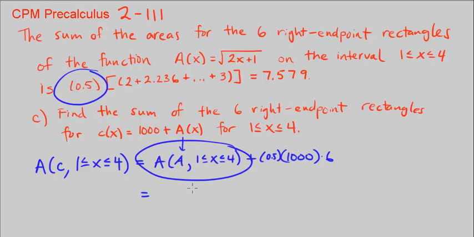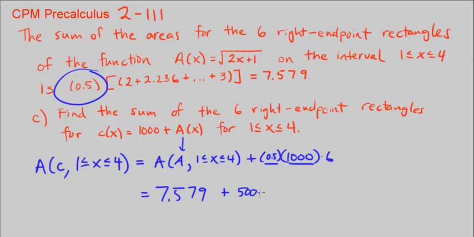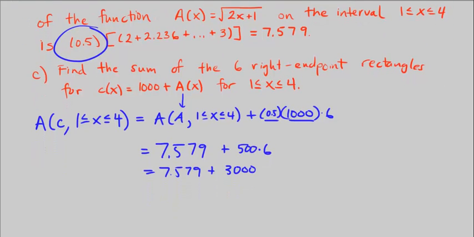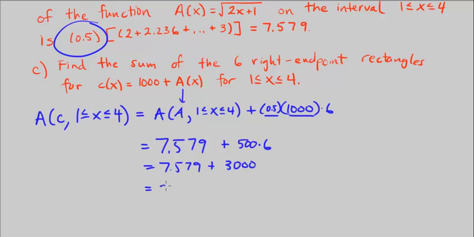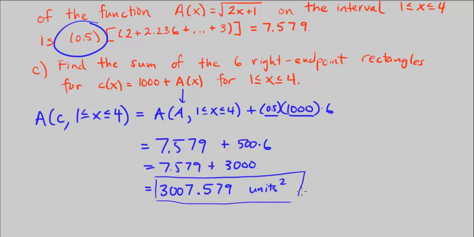And we know this is equal to, they tell us this, 7.579. We want to add this quantity. Well, what's 0.5 times 1,000? You can use your calculator, but half of 1,000 is 500, times 6. So 7.579 plus 500 times 6. We know that is going to be 3,000, because 5 times 6 is 30. And we add those together, we get 3,007.579. And again, our units for area is units squared. Box our answer. And we're done.